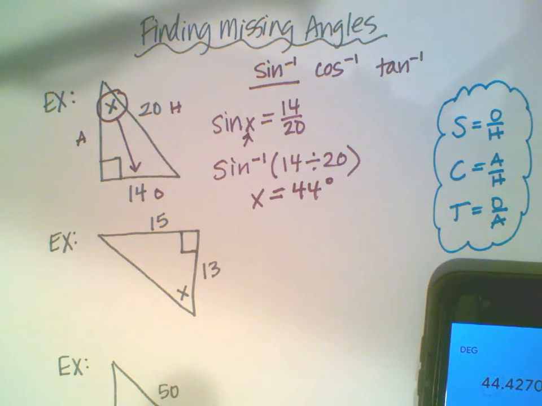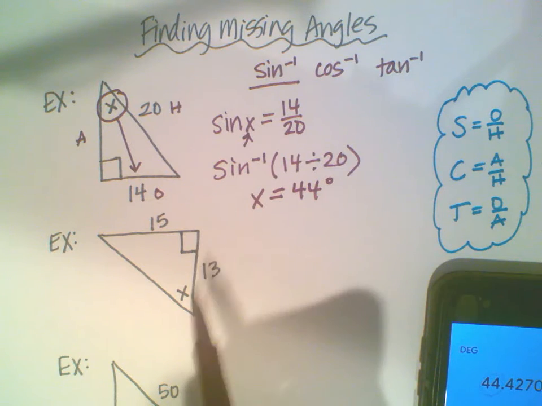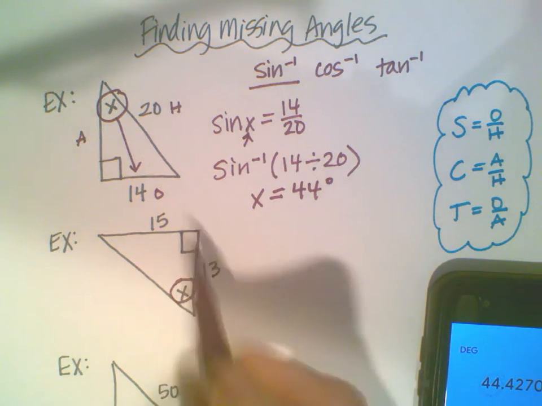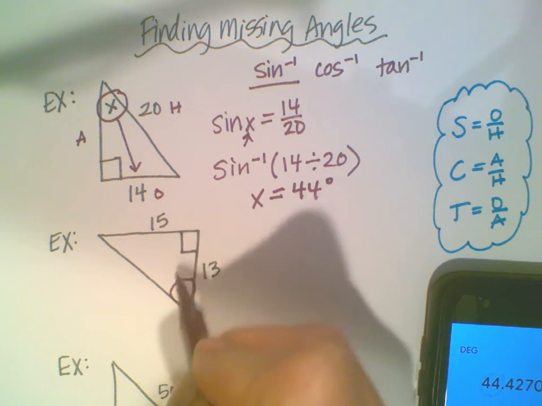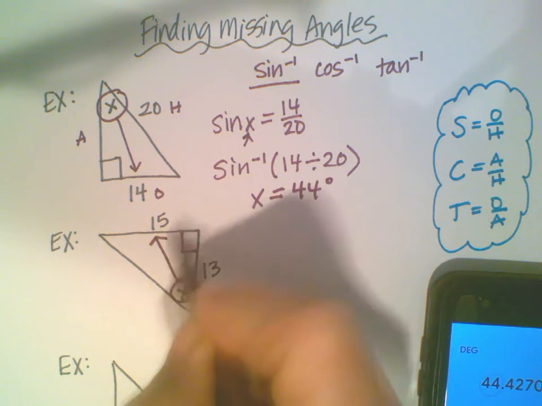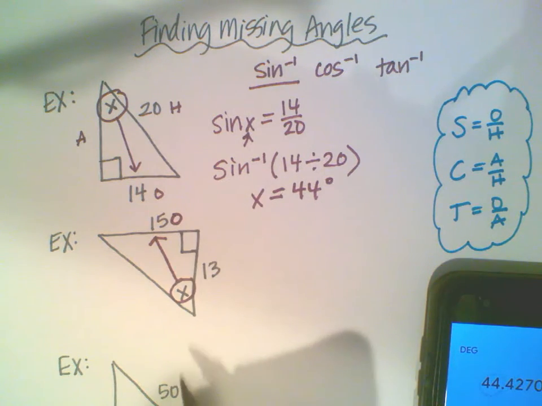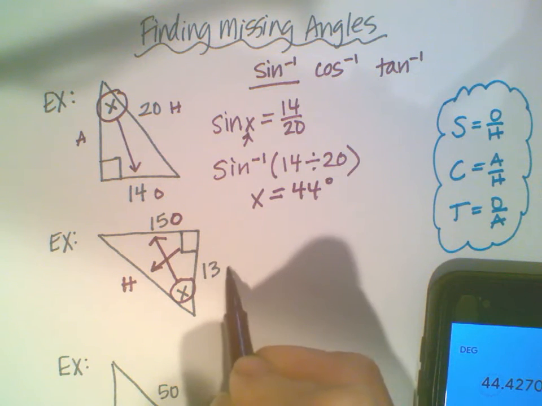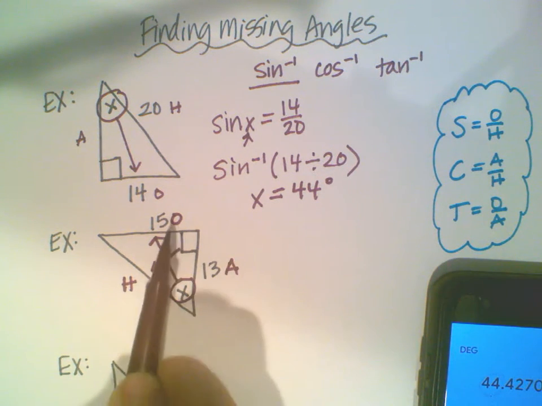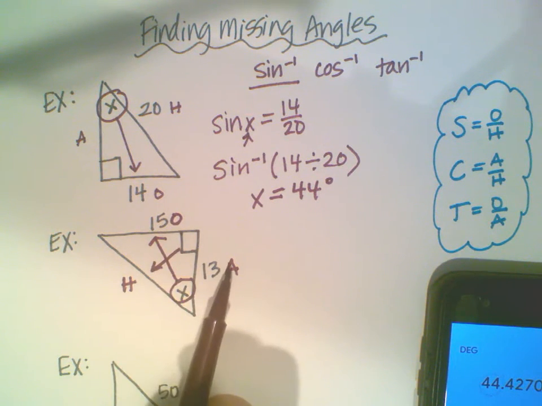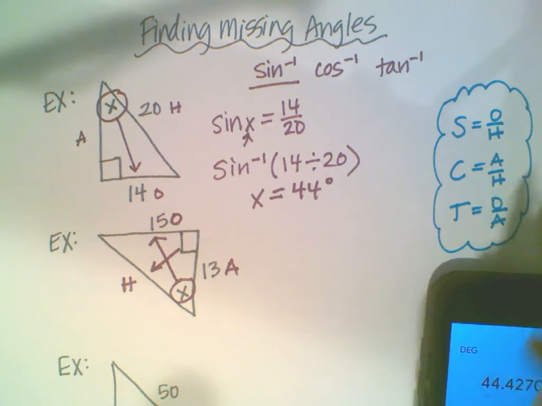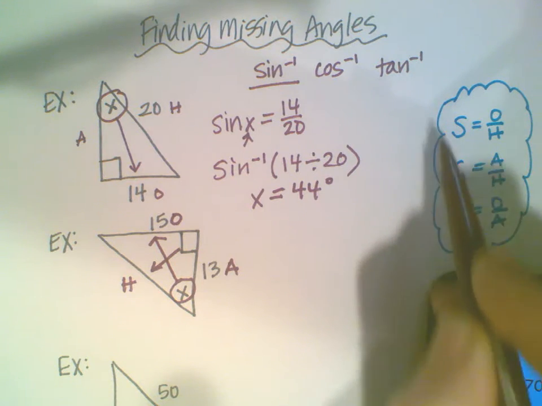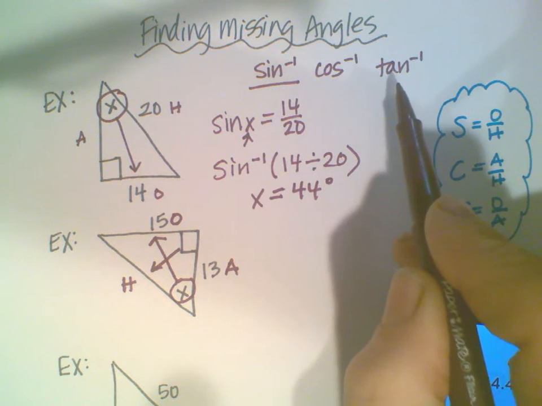So here's my next one. Same thing. I have my angle, the angle that I'm looking for. As the angle moves, the opposite, hypotenuse, and adjacent sides move. So I go directly across from the angle; that's the opposite. Directly across from the right angle is the hypotenuse. The remaining side is the adjacent. I have O and A, and the trig function that uses O and A is tangent. So I'll be using the tangent inverse to solve.